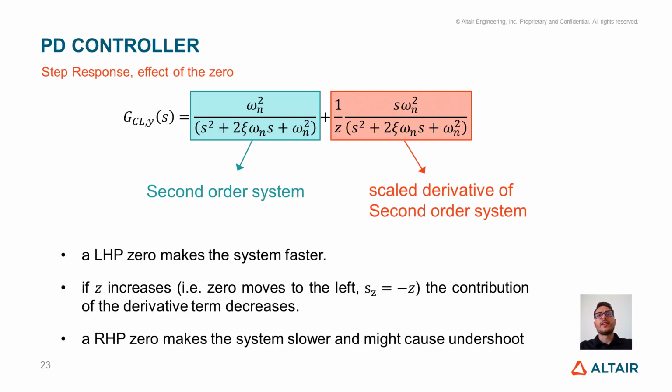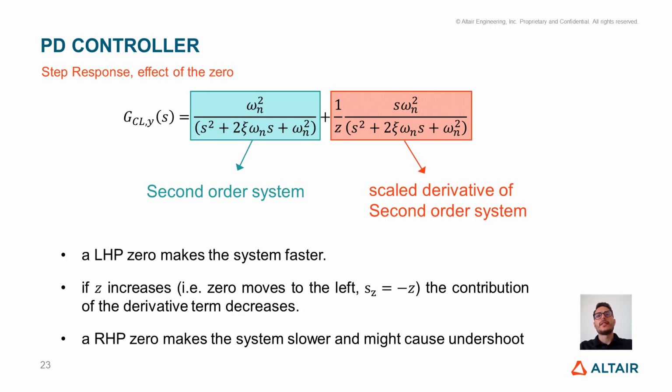In general, a left half plane zero makes the system faster. But if z increases too much, which means that the zero moves far to the left, then the contribution of the derivative term decreases. In our case, if we look again at the root locus, we see that the zero is not far on the left. This means that also the second transfer function is contributing to the step response, and so we are getting an overshoot greater than what we have designed.